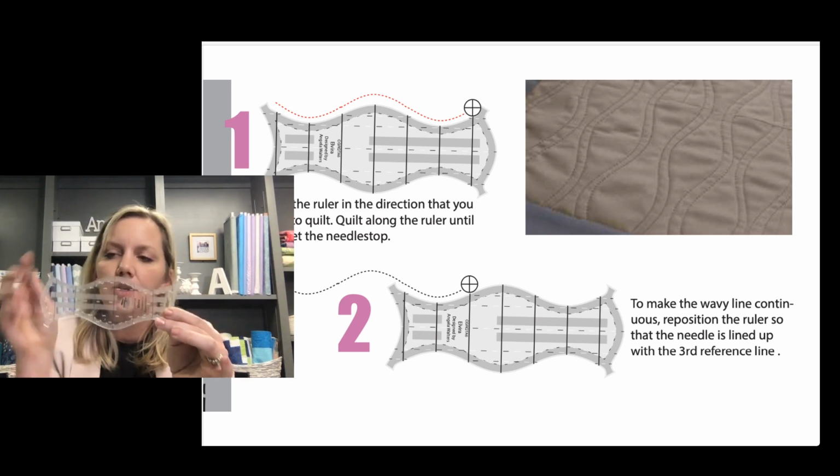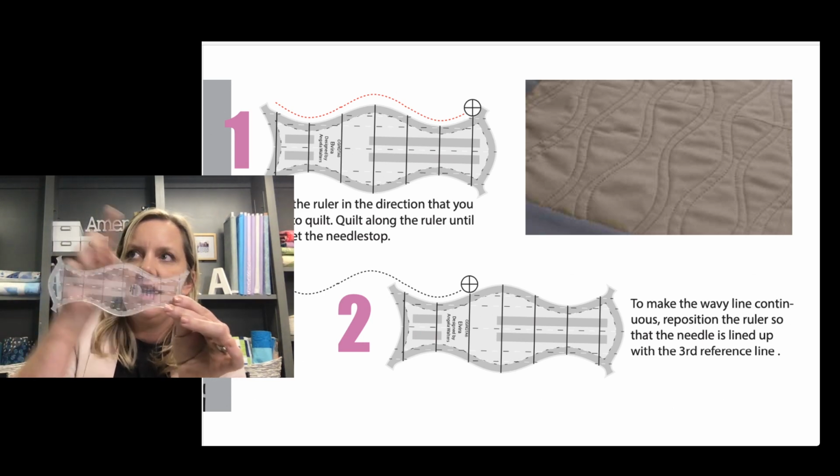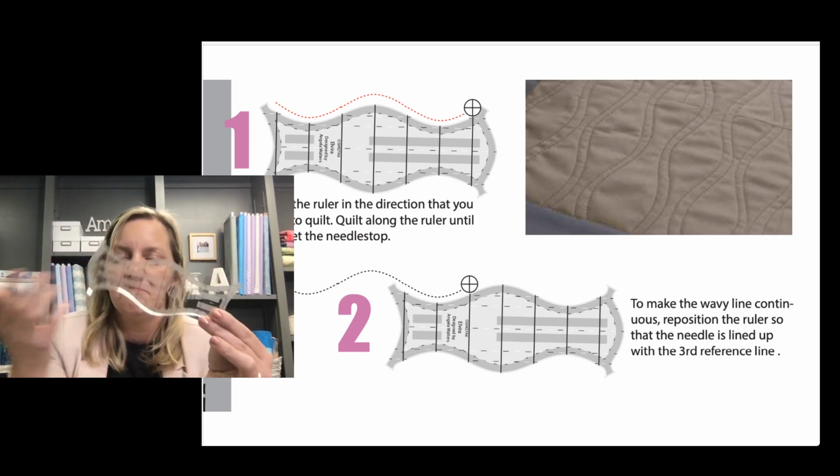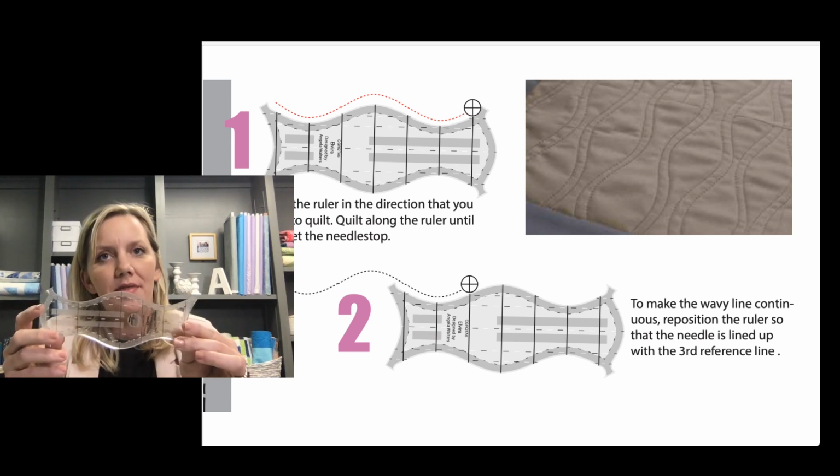I wanted to do other things. So if I quilt along it, I start on an up and I end on an up. So I'm going to get a little point where they come together. Super cute. But what if you don't want that?